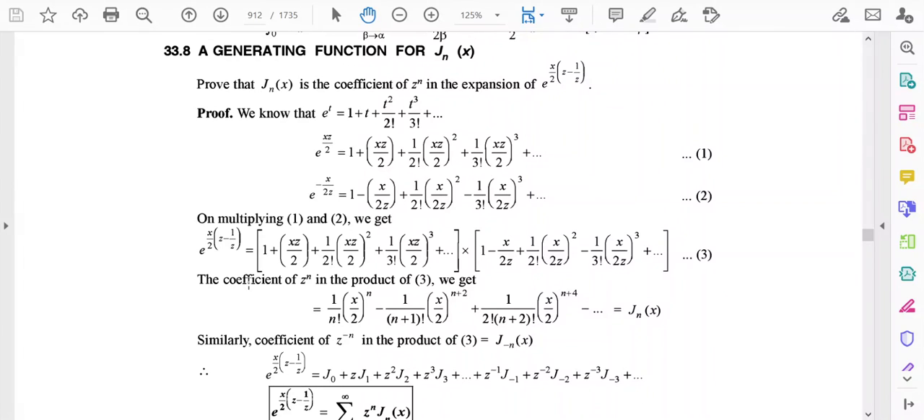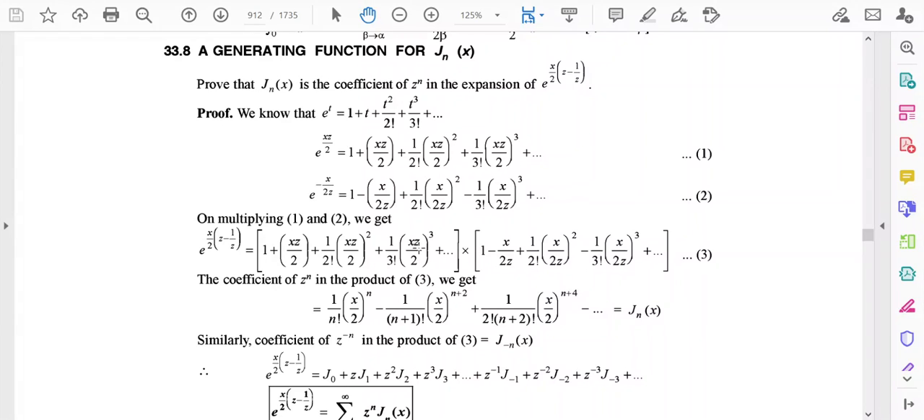Now, at first we look at what is the coefficient of z to the power n in this product, that is, in equation number 3. So, how to find that? Look at the first series, the first bracket. If we look term by term, the first term is z to the power 0, then z to the power 1, then z to the power 2, then z to the power 3, and so on.